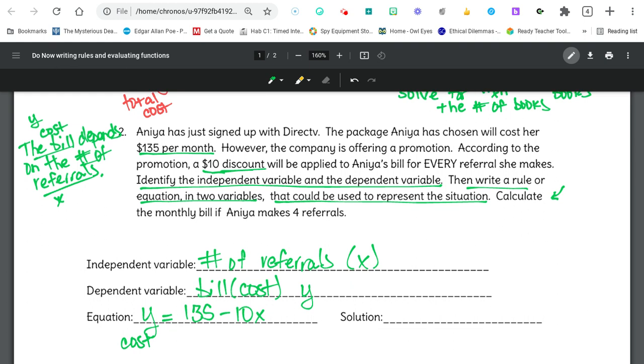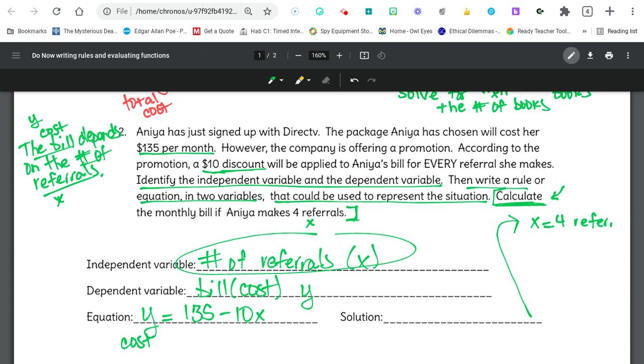All right, so the solution says, I got to look at this part. Calculate the monthly bill if Anaya makes 4 referrals. Okay, just want to go up here and help out with the solution. I know the referrals is X, so she made 4 of those. So I'm going to write Y equals 135 minus $10 X. I can put the 4 in in a minute.